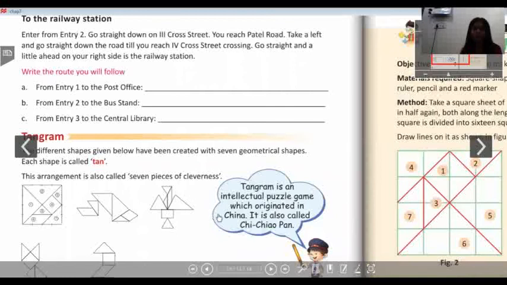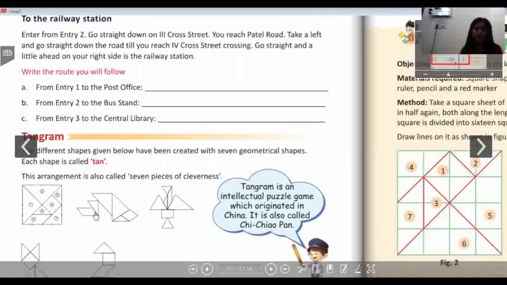It is a puzzle which is made up of 7 pieces. How many pieces are there? Okay, children, so it is a puzzle which has got 7 pieces where each shape is called a tan. You can see here, each shape is known as a tan. Now, just now I have told you it has got 7 pieces. So out of these 7 pieces, 2 are big triangles, 2 small triangles are there, 1 intermediate triangle, and 1 parallelogram, like you can see here, and a square.